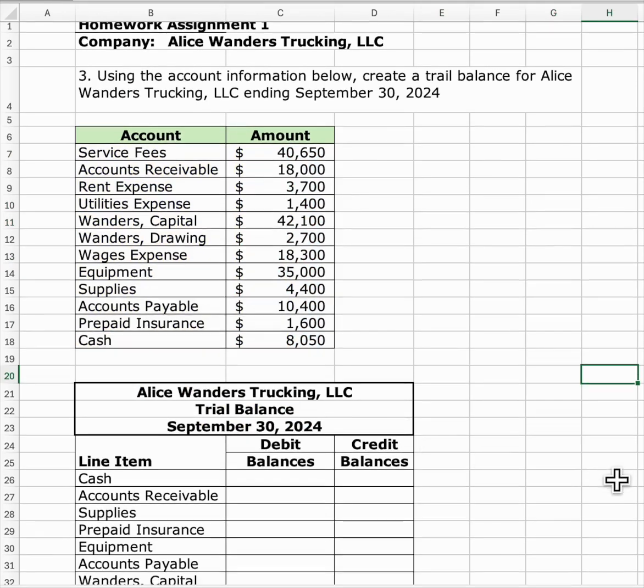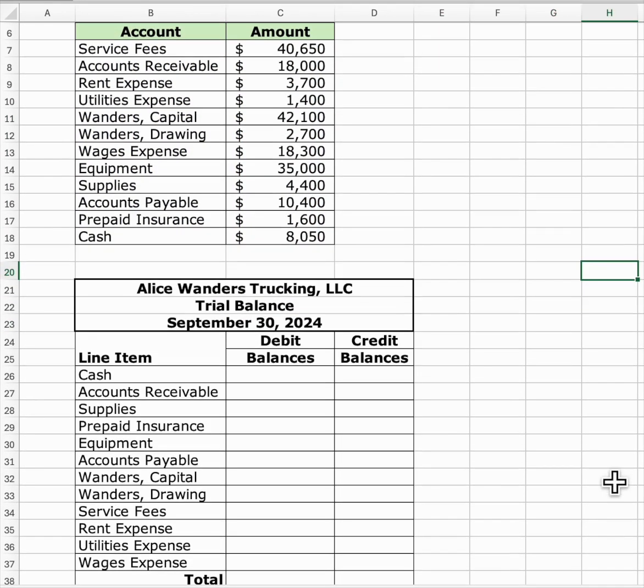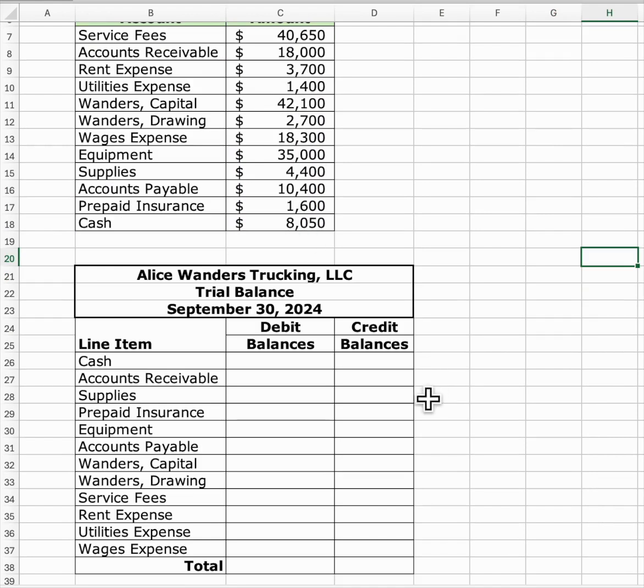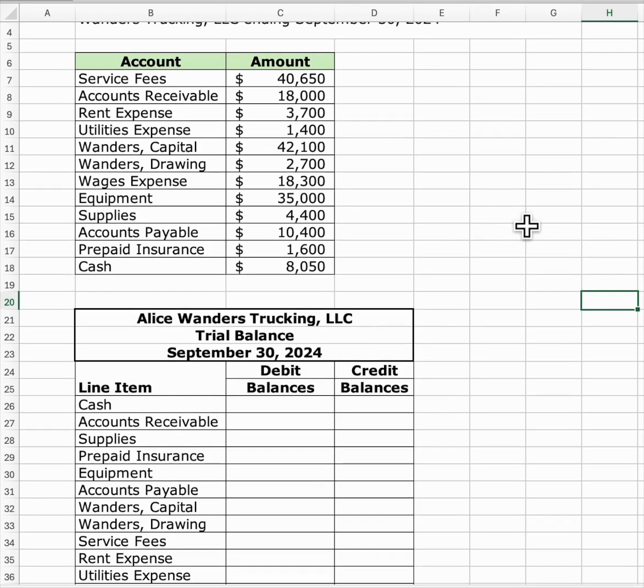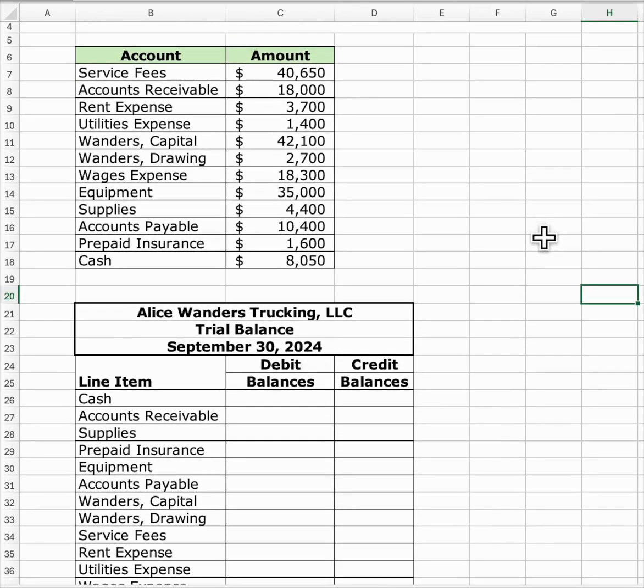The easiest way to do a trial balance is to first fill out the credit balances, the items that are normally balanced on the credit side, total that up, and then fill out the debit side. Now, I know if you're taking somebody else's class, they may tell you something different, but let me show you how easy and quick it is if you know where the normal balances are.